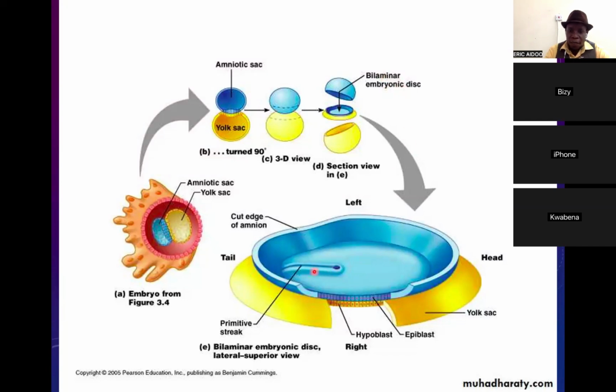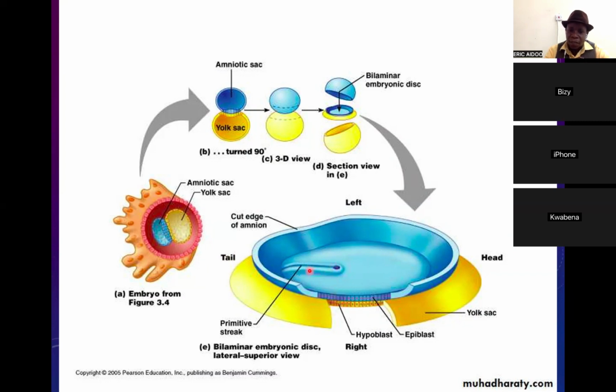Then on top of the epiblast, you find this primitive streak, and that point there is the primitive node. Okay, you have the head region and then the tail region. This is actually what is going to develop into the baby.